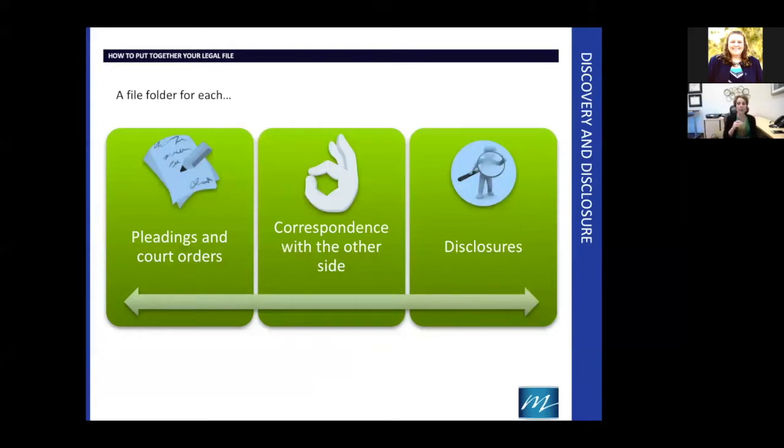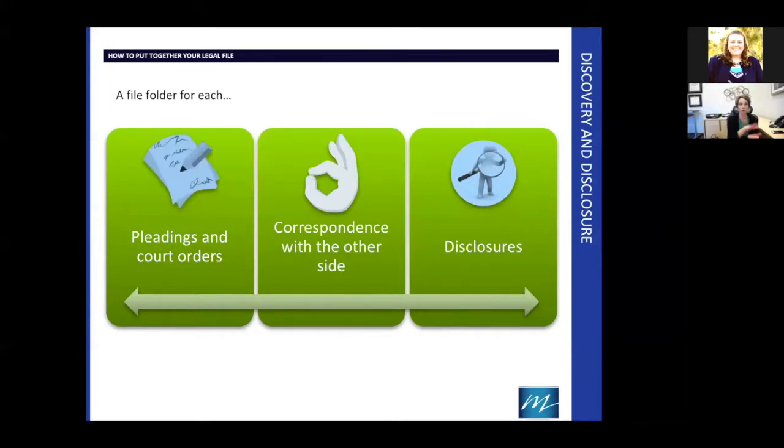All right. Now, how should you organize all of your information? We recommend you do it this way. You'll have one folder for all of your pleadings and your orders. Orders are things that come from the courts. They're minute entries, they're rulings from a judge. Anything that's ever happened in your case should be in one pile, probably in a folder, either an electronic folder or a paper folder, whatever you prefer.